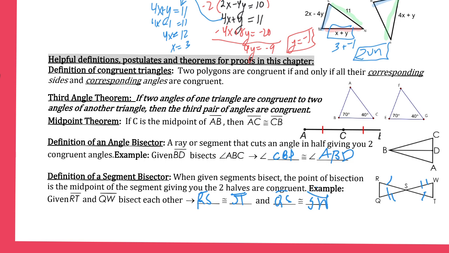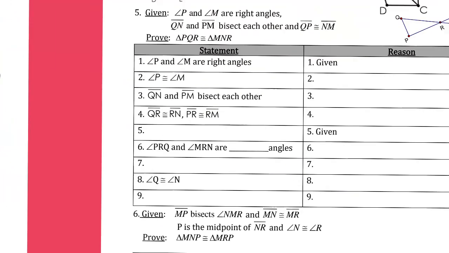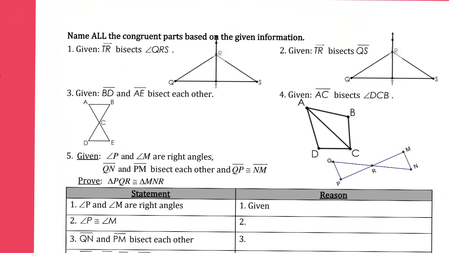All right, the next part of the notes would be on the back side. Let's go to those. So the first thing is, if I tell you that TR bisects angle QRS, then we know these two angles will be congruent. So you can say angle QRT is congruent to angle SRT by definition of angle bisector.